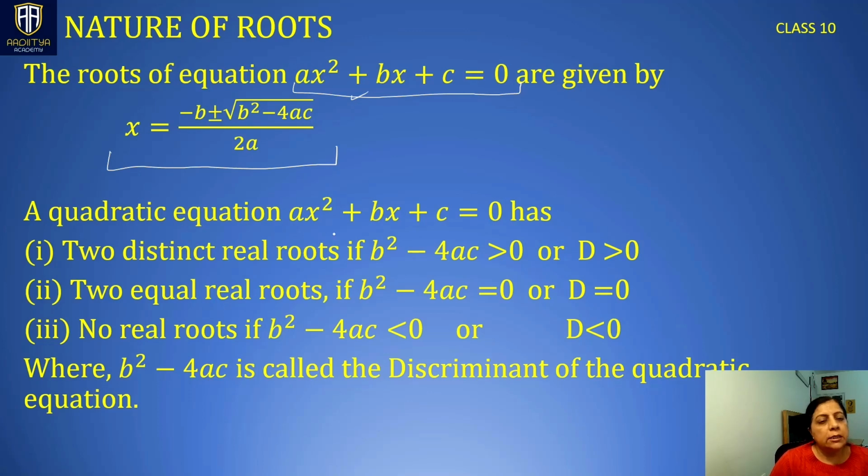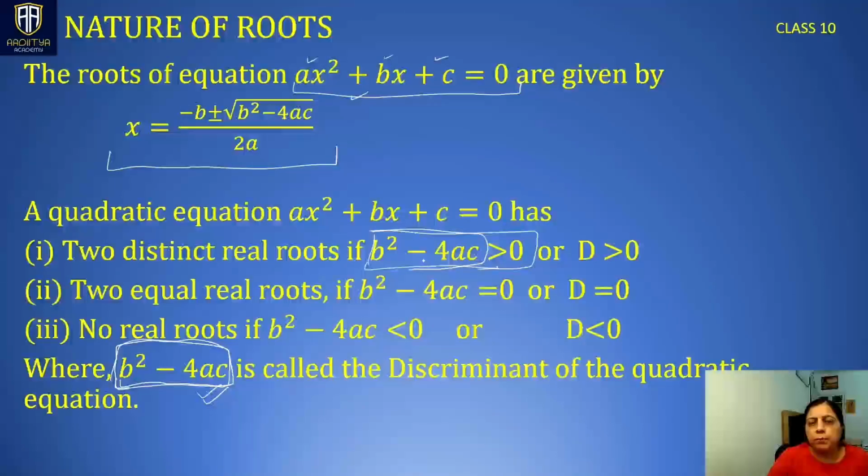A quadratic equation ax square plus bx plus c is equal to 0 has two distinct real roots if b square minus 4ac is equal to 0. There is a special term which is assigned to this value. B square minus 4ac is called the discriminant of this equation. This is a particular value assigned to a particular equation having a, b, c as the coefficients of x square, x and constant terms. So by using a, b, c, we can first calculate the value of b square minus 4ac.